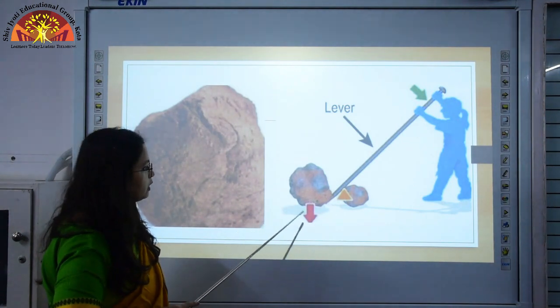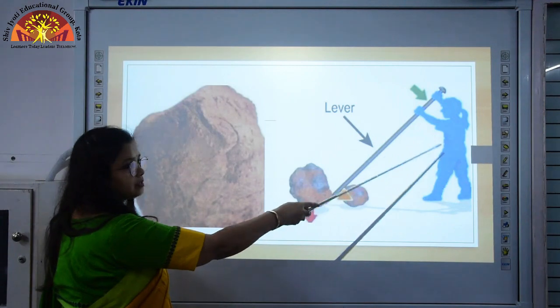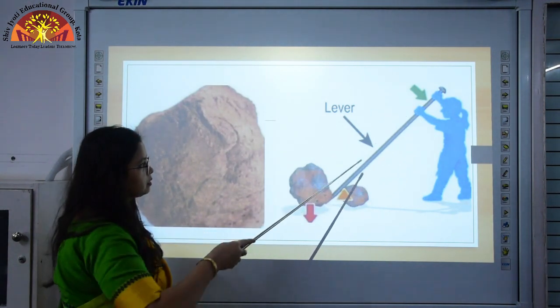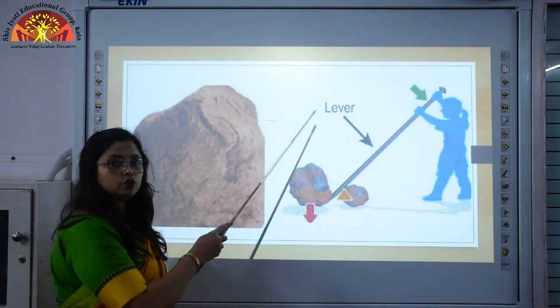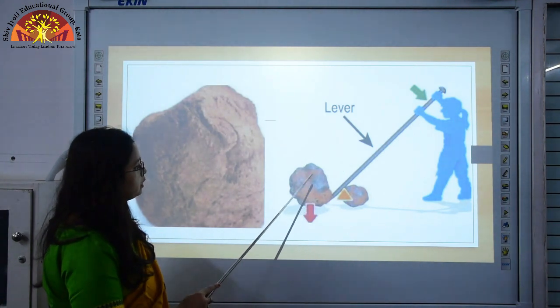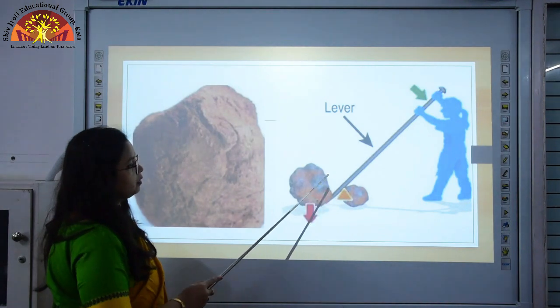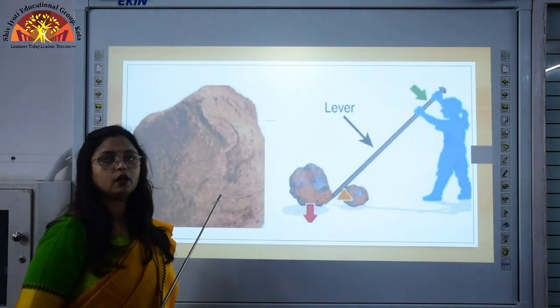Here the load is kept at one place, from the other end force is applied and there is one support which supports this shaft or this rod which is called lever. So this type of arrangement is called a lever. So when we try to pull this heavy load using this stick which has a support over here, then it can be easily lifted up. So this makes our work easier.